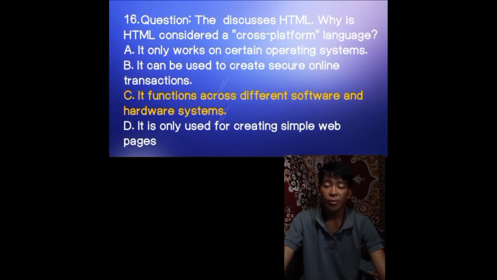So the correct answer for number 16 is letter C. It functions across different software and hardware systems. So the term cross-platform indicates that HTML is not dependent on a specific operating system or hardware.